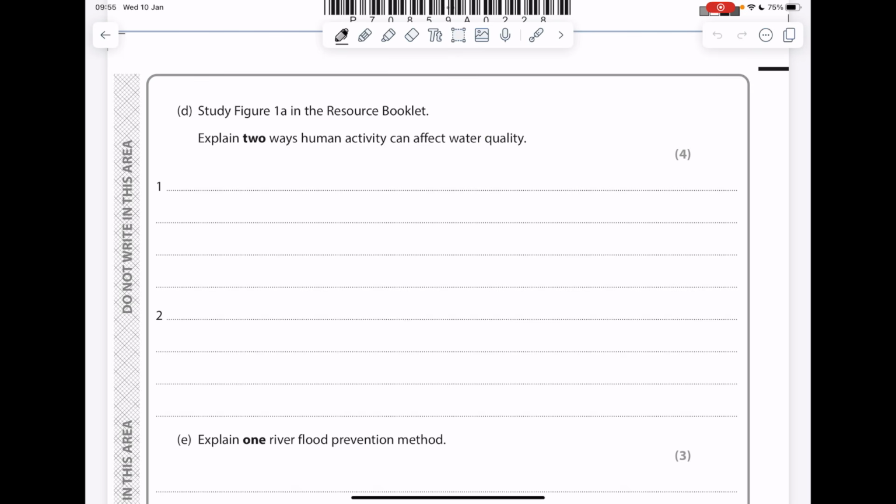We're going to start by talking about the discharge of untreated sewage from houses.